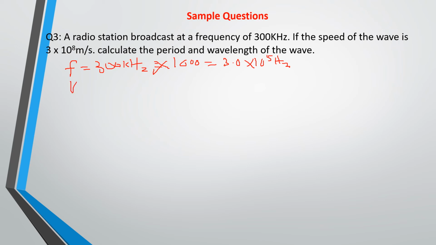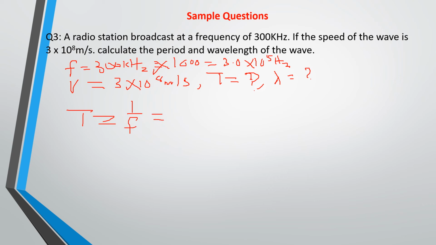Then you are also given velocity to be equal to 3 times 10 raised to the power 8 meters per second. Now you are asked to find the period, T, and you are also asked to find wavelength, lambda. These two variables are what you are asked to look for. Okay, period. And from our wave equation, we had that period is equal to the reciprocal of frequency.